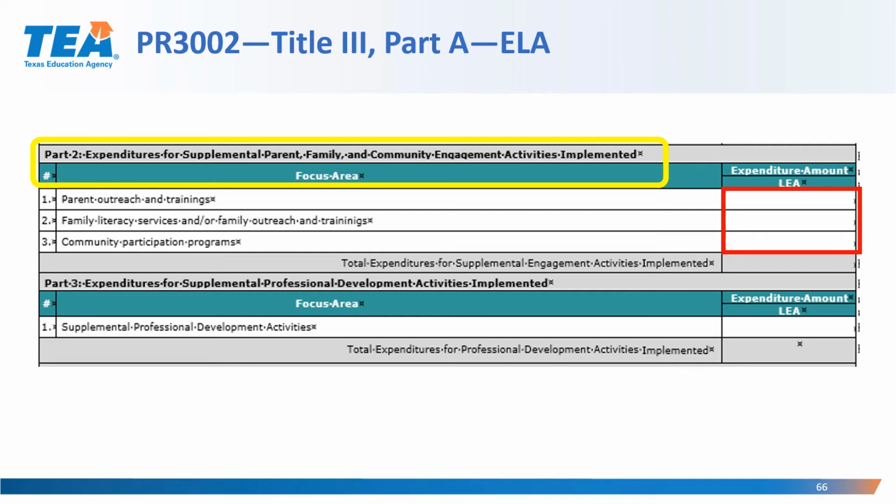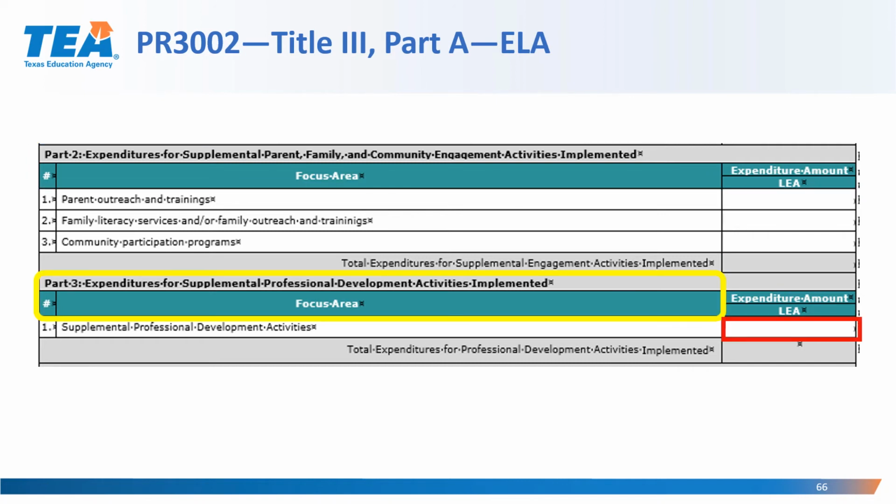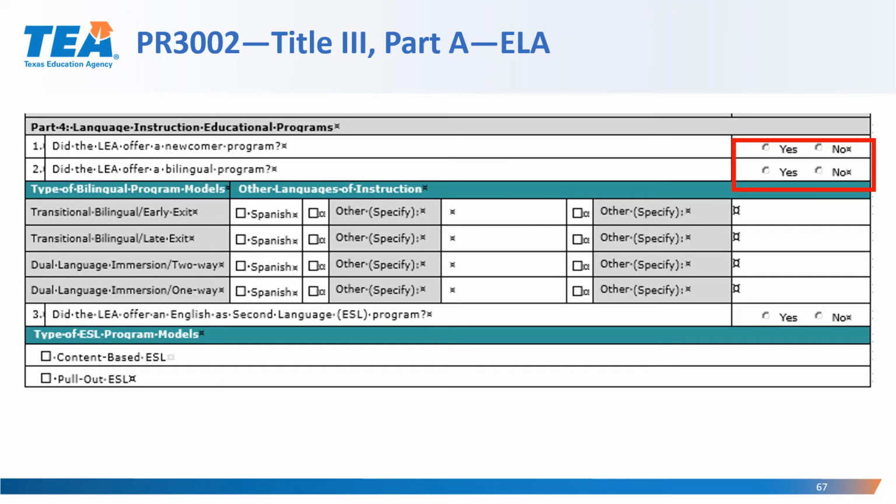Part 2 is asking for the expenditures for supplemental parent, family, and community engagement activities that the LEA implemented with Title III Part A funds. Part 3 is asking for the amount that the LEA expended for supplemental professional development activities. In Part 4, the LEA will indicate yes or no whether they offered a newcomer program or a bilingual program. If the LEA offered a bilingual program, they are asked to indicate what types of program models were used.